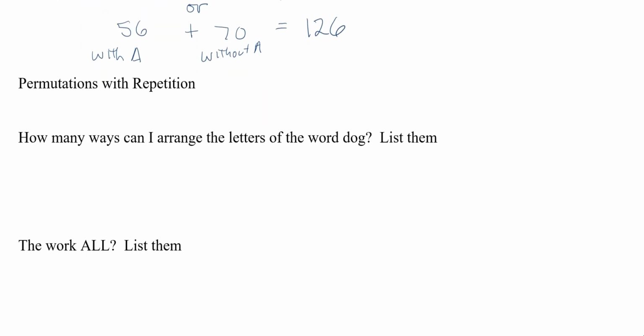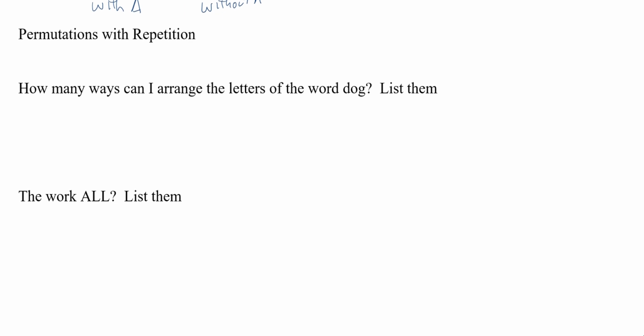Now, usually when we talk about permutations, we say permutations can't have repetitions. However, there are some instances where we can compute the number of permutations if there are repetitions. For example, let's look first at how many ways I can arrange the letters of the word dog. As I look at the word dog, I see there's no repeats. And forming words is a permutation. With words, order matters, otherwise spelling wouldn't count.